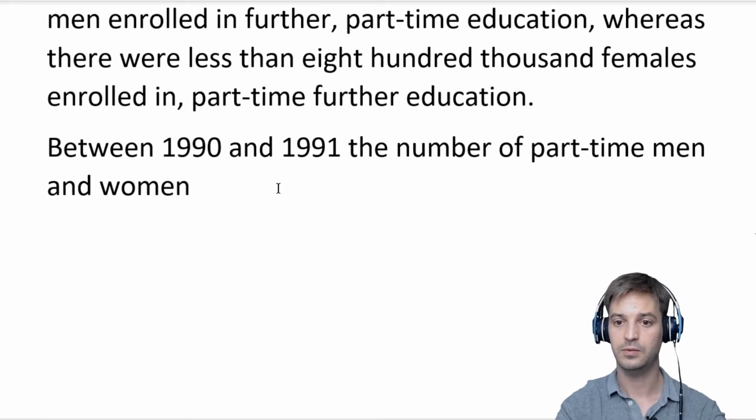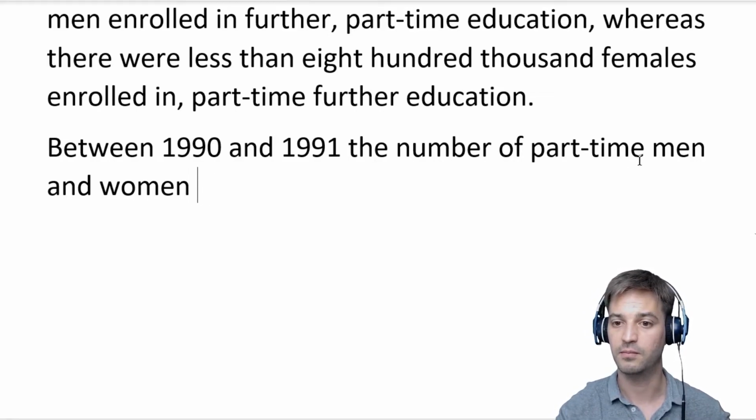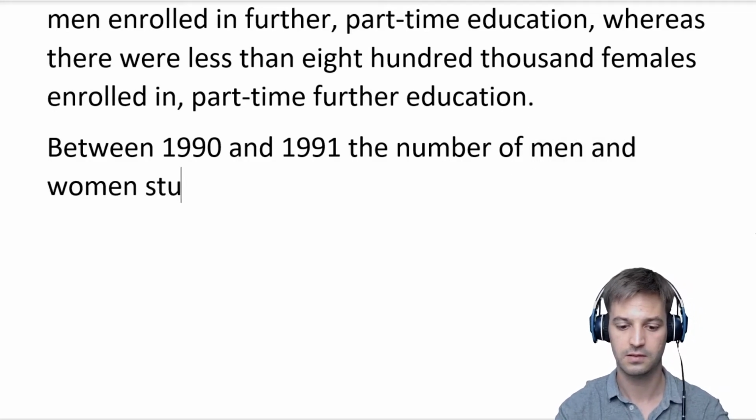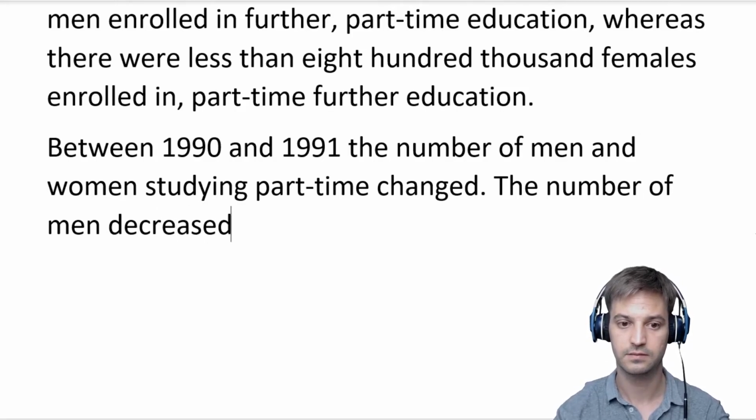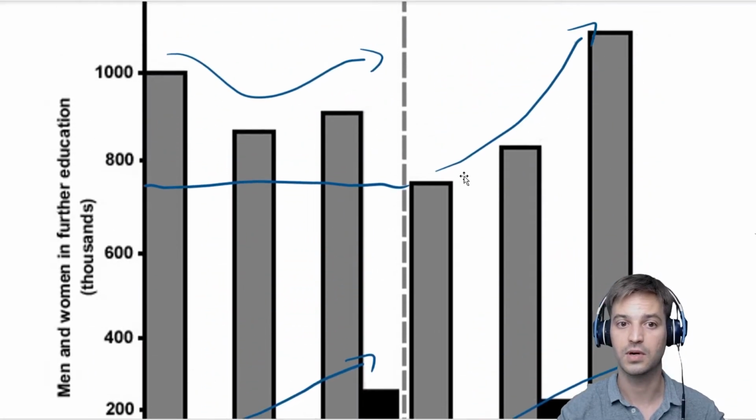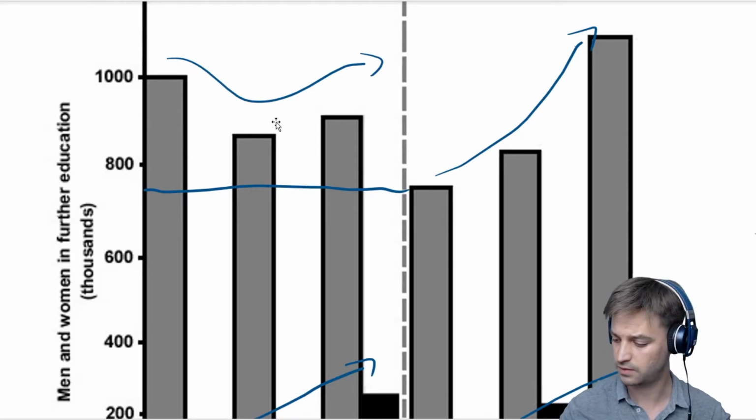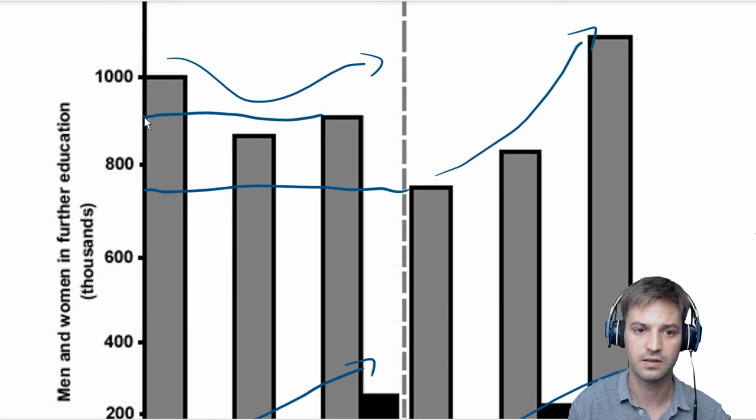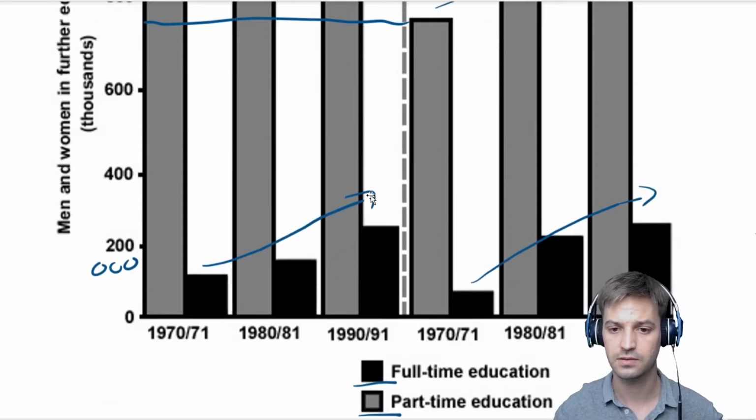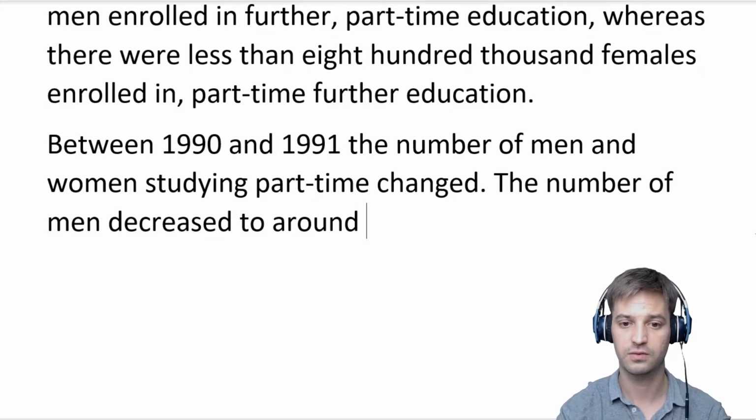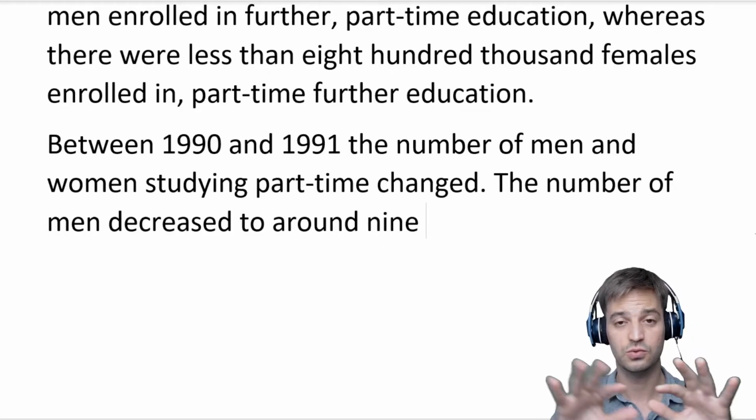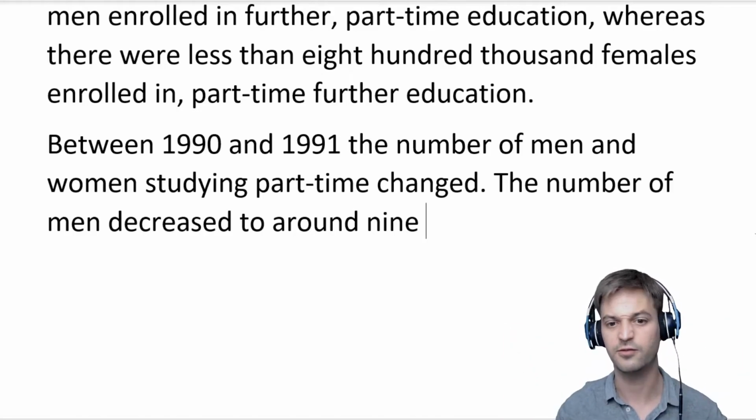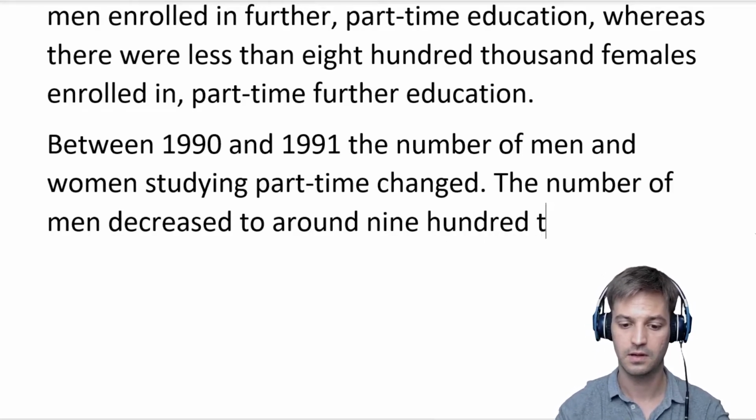Okay, let's get down there. The number of part-time men and women, the number of men and women studying part-time, that's better English. Let's paste that, part-time, changed. The number of men studying part-time decreased to around, if we draw a line from the top of this bar, we can say around 900,000. We don't have an exact reading. It's better to write out the whole number when speaking formally. 900,000.